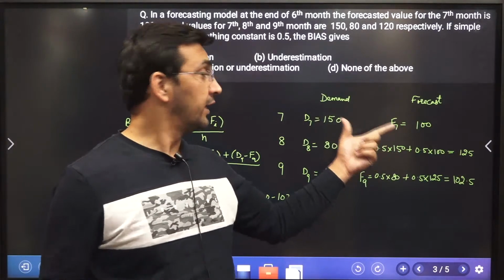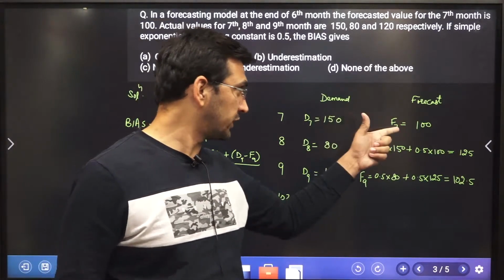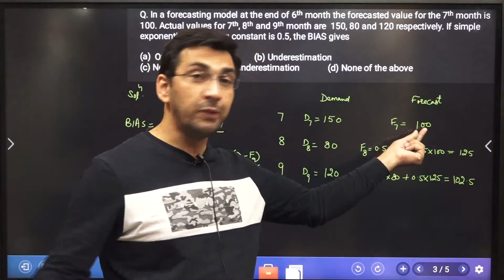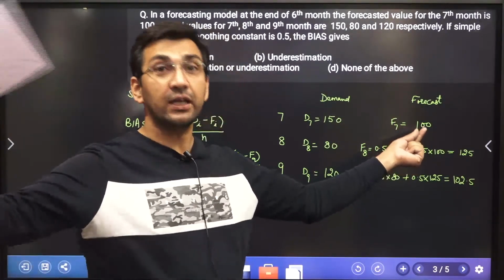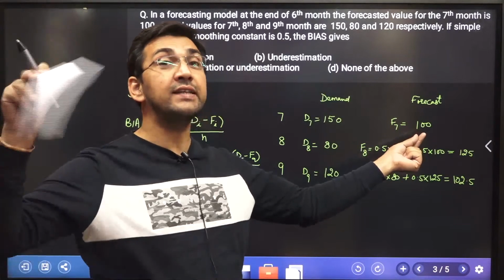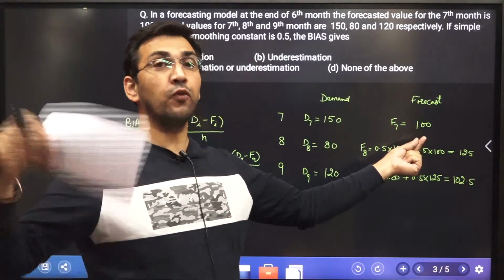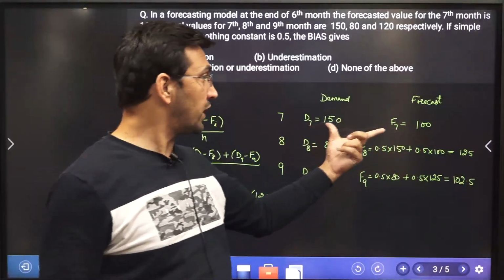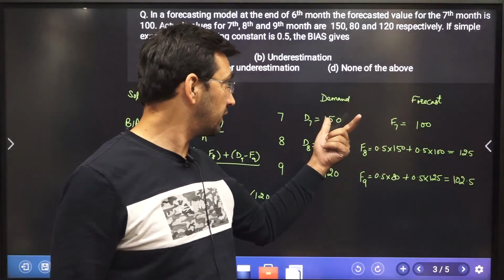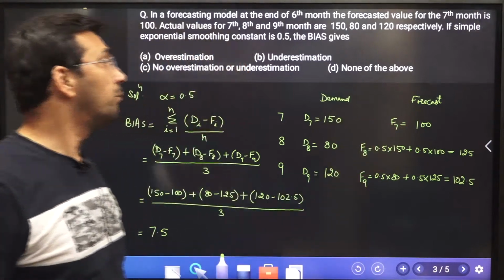What is the meaning of that? It means if this difference is positive, the forecast value will be less than the actual demand. If the forecast value is less than the actual demand, it means you had forecasted less. If you had forecasted less, it was underestimation. As simple as that. So in case of underestimation, this D minus F difference will be positive.